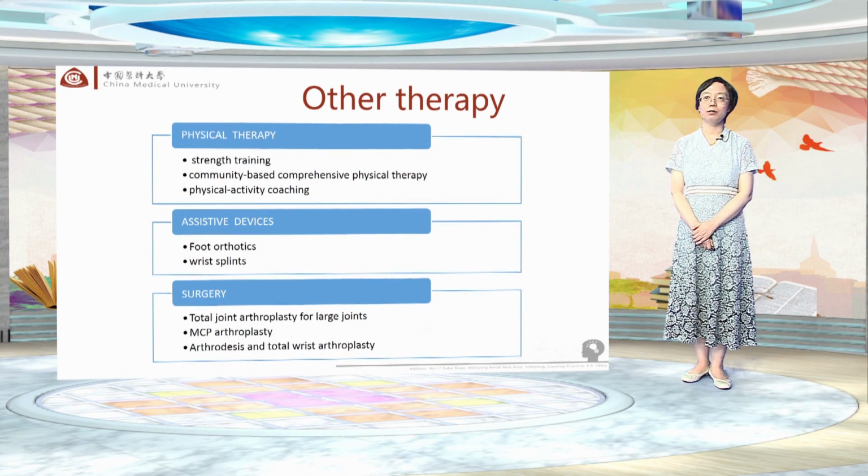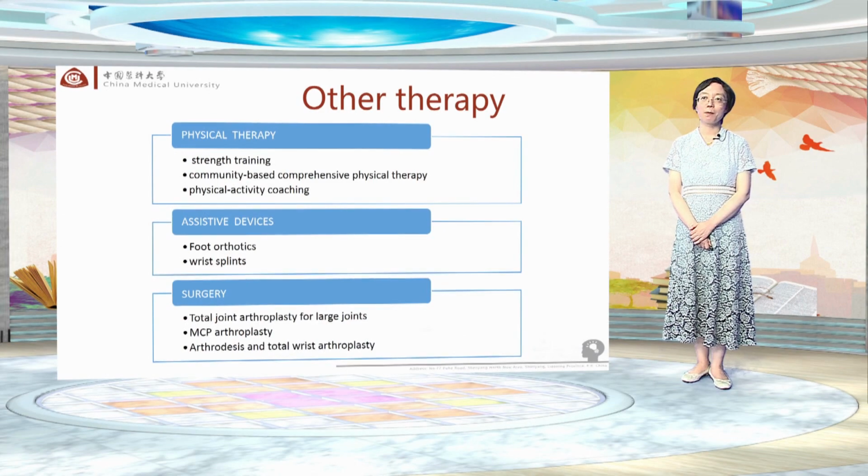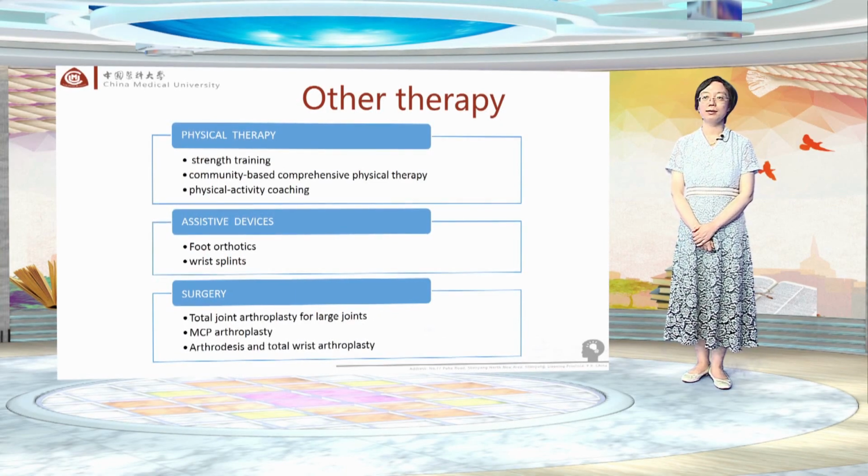After the failure of medication therapy, surgical procedures may improve pain and disability in RA. For leg joints, total joint arthroplasty is an option for advanced joint disease.